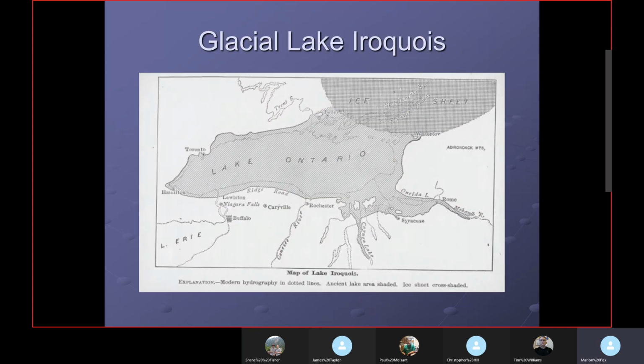Now, here's Lake Ontario with the ice sheet. Now, here is the present boundaries of the lake at here. And then this is the ancient boundaries of that lake that formed here. So you get a different, it's larger. And this went down through Lake Oneida, it's called, and it went down through the Mohawk River into New York.